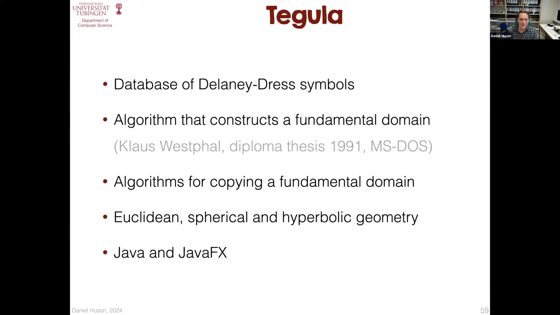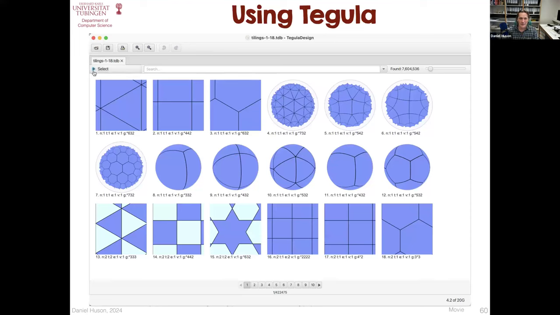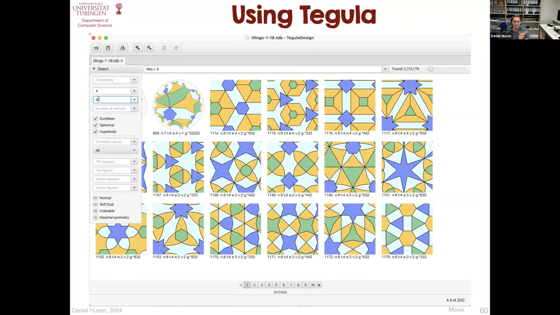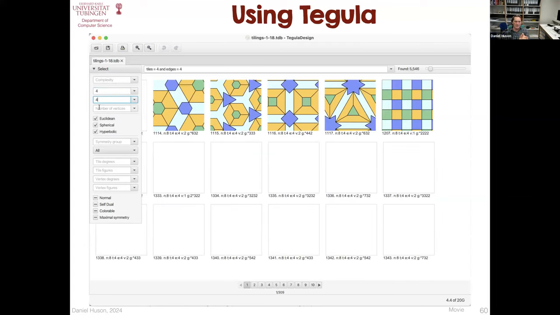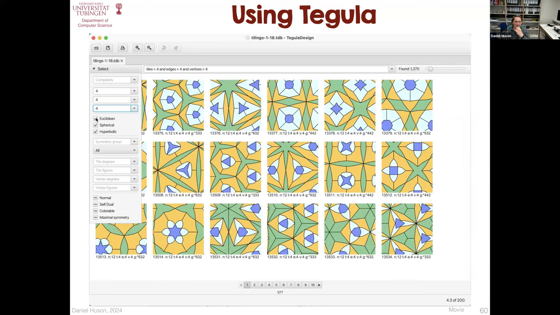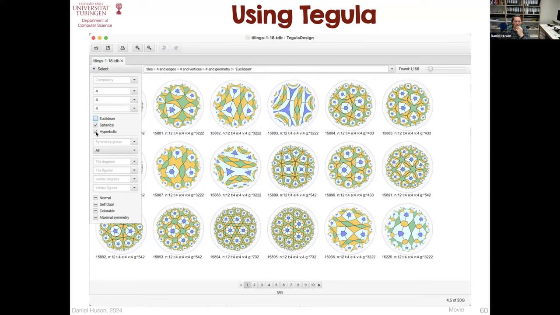So this is what the program looks like. You fire it up, and then there's an interface that allows you to search for things in the database. So here I said I want four classes of tiles, I want four classes of edges, I want four classes of vertices. And I'm not interested in Euclidean, and I'm not interested in hyperbolic.